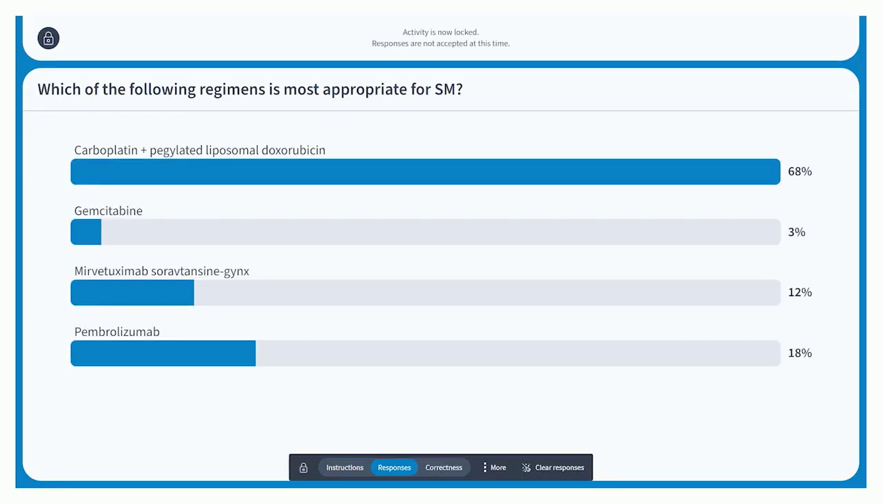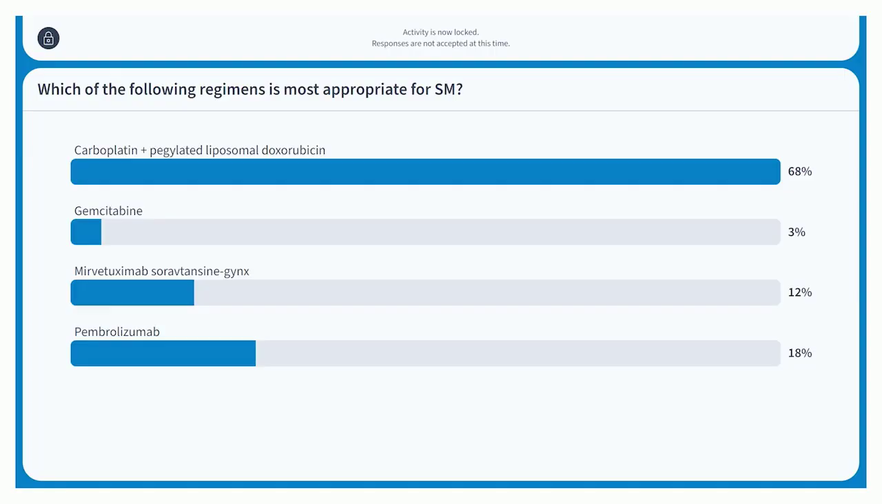All right, very good. So the big takeaway here is that it's been 10 months since her last carboplatin therapy. Because of that, she's still considered to have a platinum-sensitive disease, given that her platinum-free interval is greater than 6 months. So you are going to want to select an option that has that carboplatin backbone.